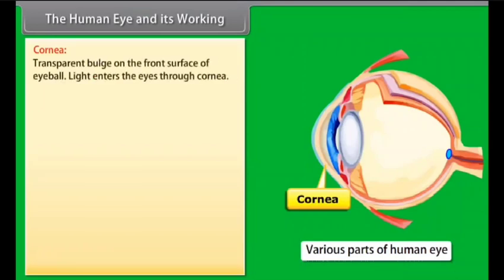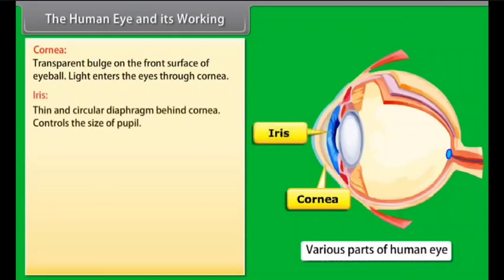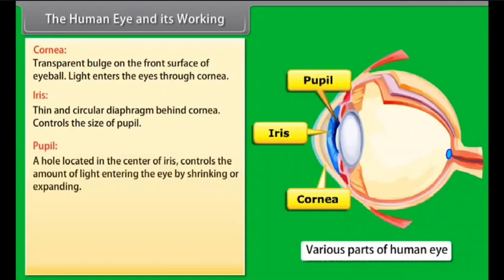Cornea is the transparent bulge on the front surface of the eyeball. Light enters the eyes through the cornea. Iris. It is a thin and circular diaphragm behind the cornea which controls the size of the pupil. Pupil. It is a hole in the center of the iris that appears black and controls the amount of light entering the eyes by shrinking or expanding.